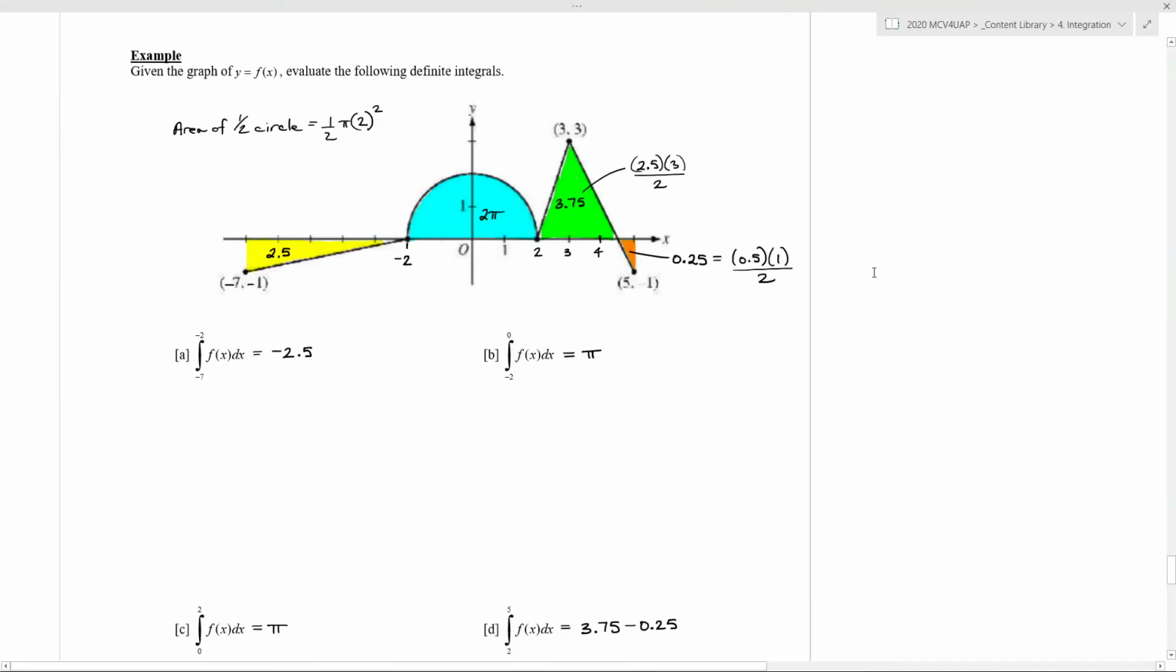Okay, so given that graph, evaluate the following definite integrals. Keep in mind that you could be asked to integrate from left to right.